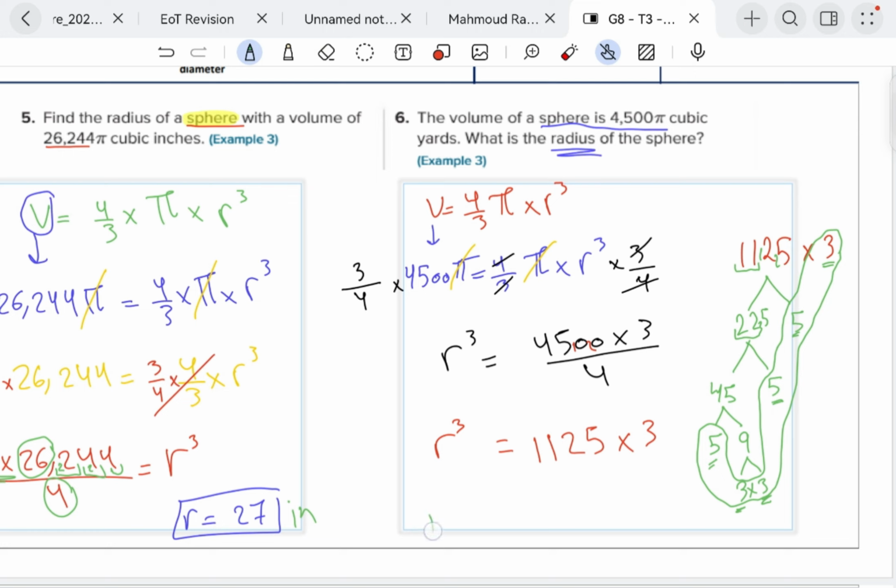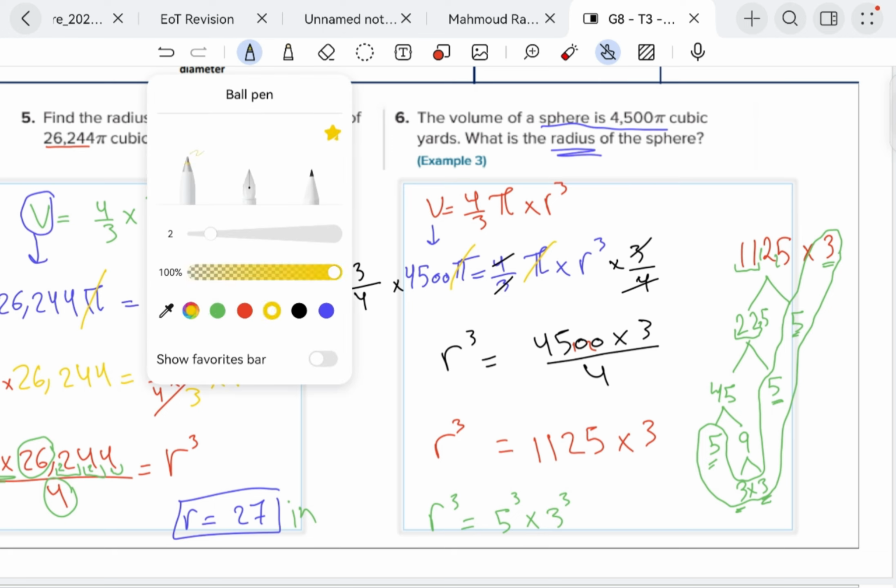So we can write it as r cubed is equal to 5 to the power 3 times 3 to the power 3. And I will take the cubic root now for both sides.